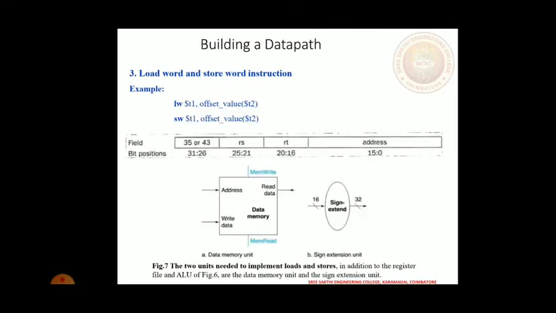Building a data path, load word and store word instructions. Loading a word and storing a word is followed by the following format: LW means $t1, offset value of $t2. The same way loading and storing happen in the building data path.